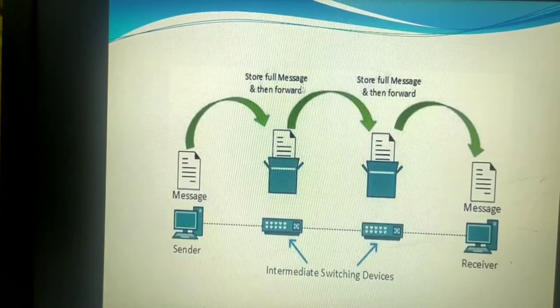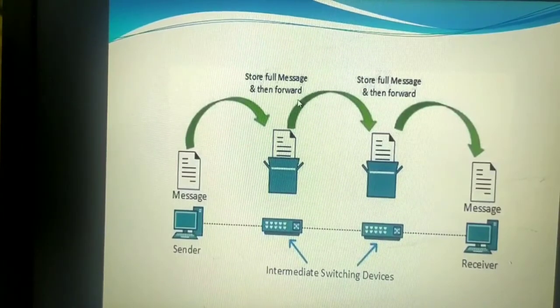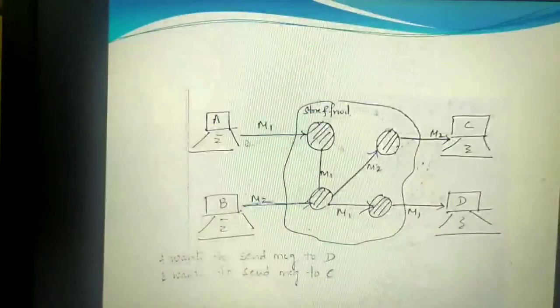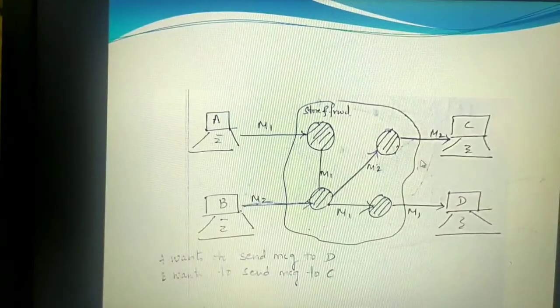Okay, so message switching is also called the store and forward method. I can explain it with one more example. Let me show you a different slide. Here you can see A, B, C, D, four different nodes. A wants to communicate with D and B wants to communicate with C.